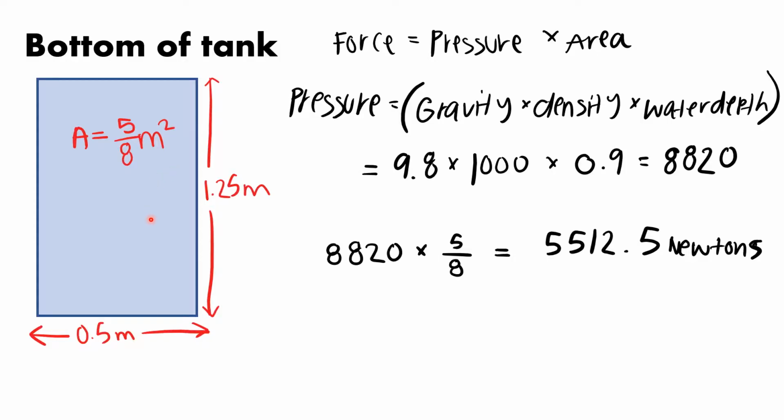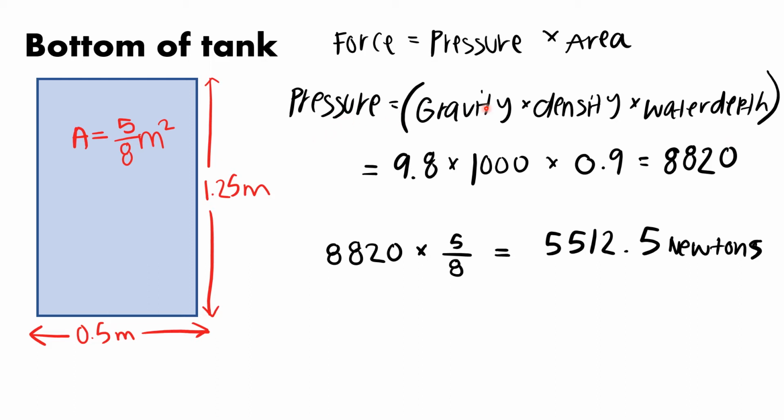Here is the surface of the bottom of the lobster tank. Its dimensions are 0.5 meters by 1.25 meters. If we multiply those, we get an area of 5 over 8 meters squared. Now, to find the force of water on this surface, we need to multiply pressure times area. Pressure is equal to the acceleration of gravity times the density of water times the depth of the water.